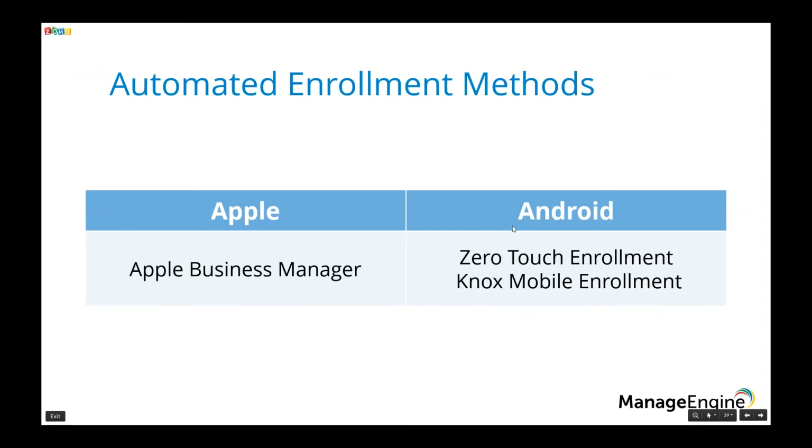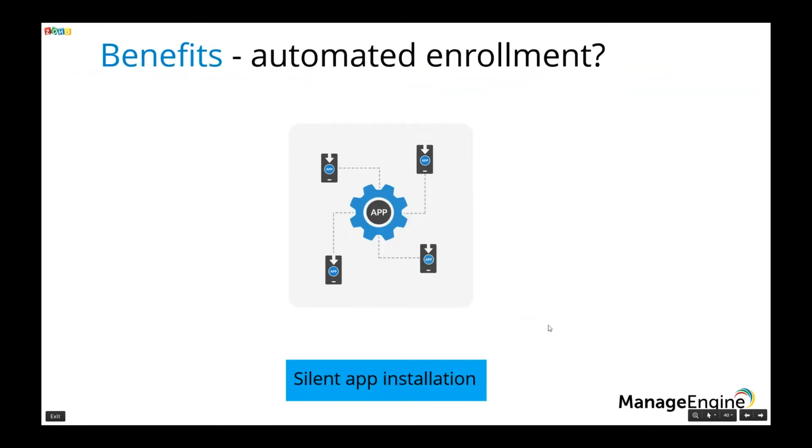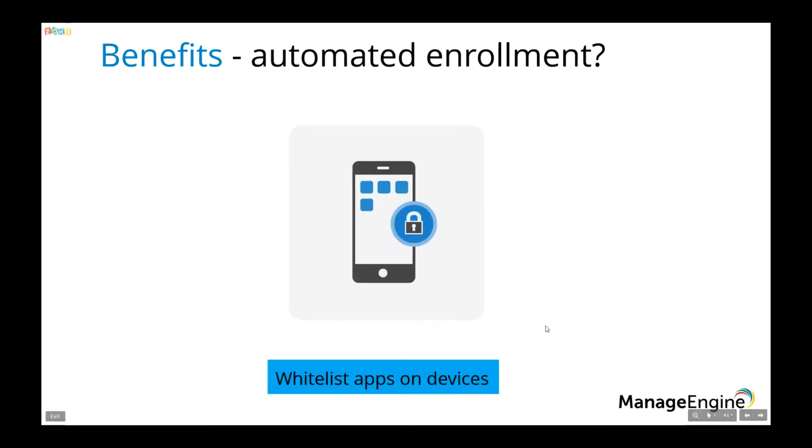And when it comes to Android, you have Zero Touch and Knox. Knox Mobile Enrollment is specifically for Samsung devices. And the benefit of doing the enrollment through these methods is that you can silently deploy an app on the device without user intervention, and you can whitelist applications. Like say, I want my users to use only 5 or 6 applications. Apart from that, the device should be locked.